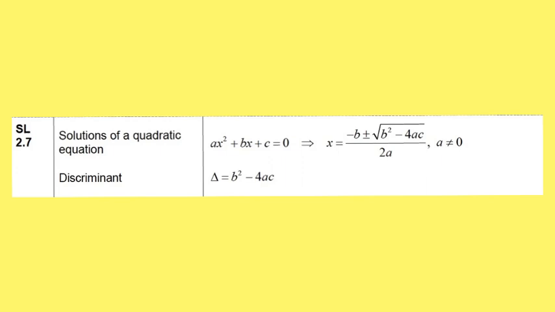Before we look at the discriminant, let's see what we're given in the formula booklet. Under section 2.7, solutions of a quadratic equation, we are given the general form for the quadratic equation, ax squared plus bx plus c equals 0. Then we're given the quadratic formula, x equals minus b plus or minus the square root of b squared minus 4ac all over 2a, as long as a does not equal 0. And from that formula, the discriminant is b squared minus 4ac.